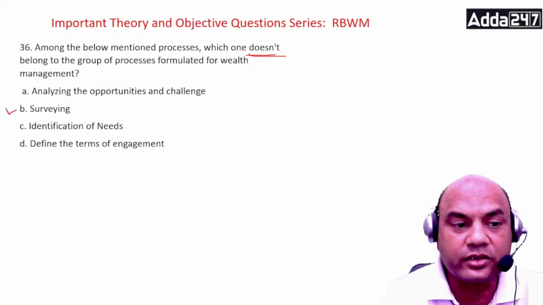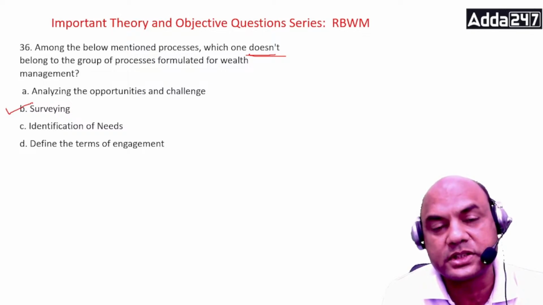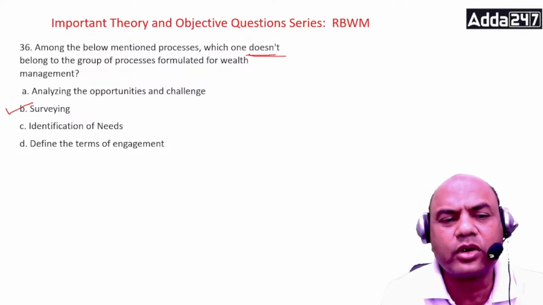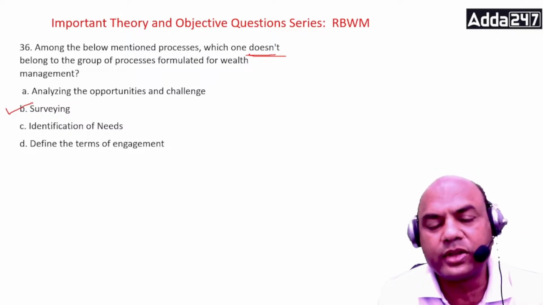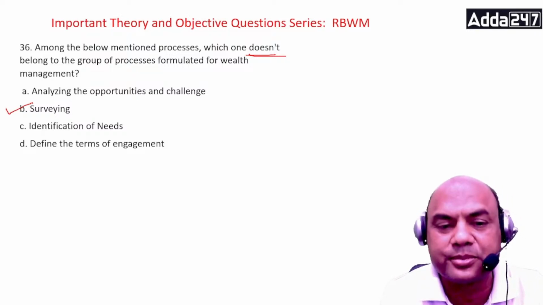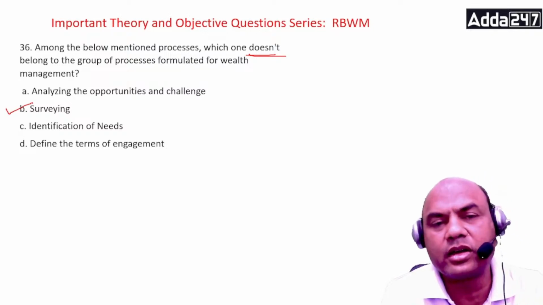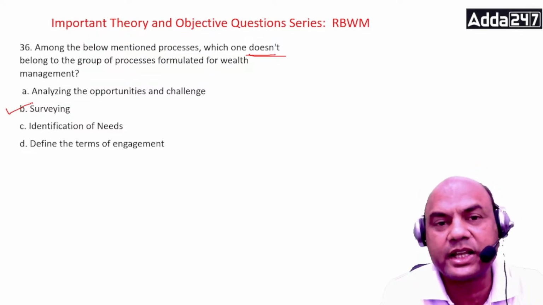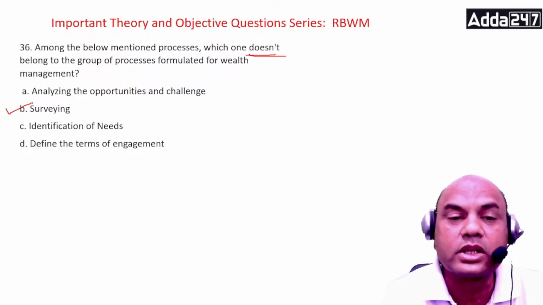The answer is surveying. Surveying does not belong to the group of processes for wealth management. You'll ask then what belongs, what is the actual concept? See here, wealth management has various processes. It's a single process, but it has various steps. During the initial meeting with the client, we first present the terms of the business and explain how it works. Generally, there are a total of 6 steps.